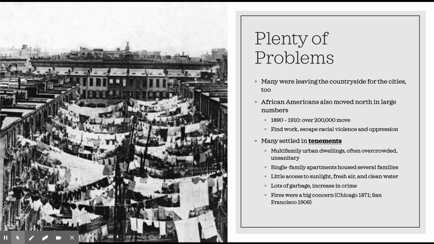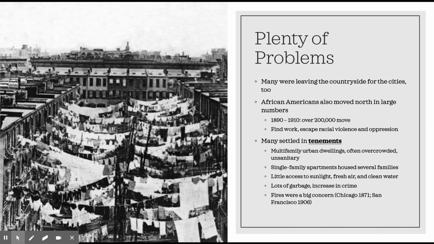They wanted to find work, and they also wanted to escape violence and oppression from the local governments and local culture of the South. For African Americans, it was in particular racial violence, and they wanted to escape Jim Crow laws, for example. And many of these new settlers in the city settled in what were known as tenements. And these were multifamily urban dwellings, often very overcrowded and often very unsanitary.